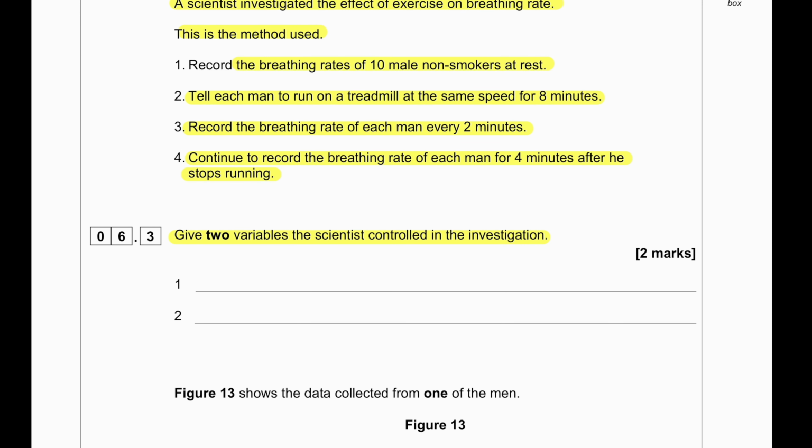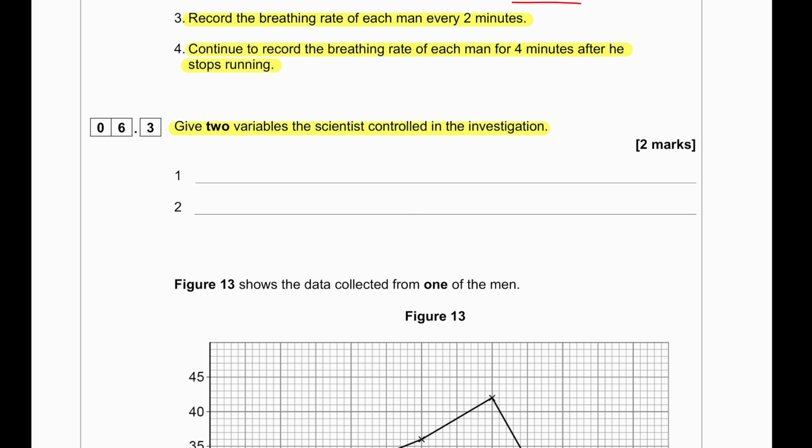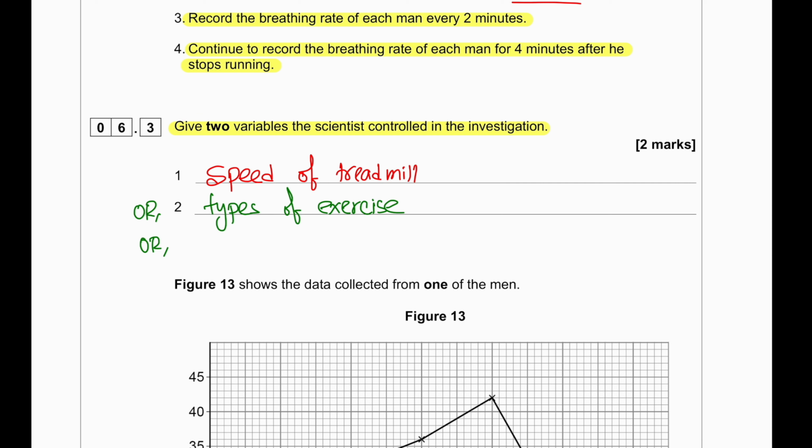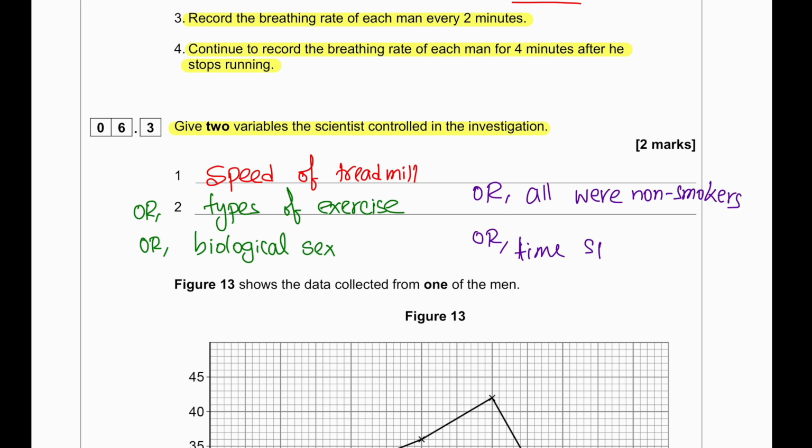The scientist has specifically chosen a particular exercise, which is the treadmill, and the speed at which each man is running on the treadmill. The scientist has also taken males, gender, into consideration. Then the scientist chose all non-smokers, so that is also something the scientist is using as a controlled variable. And also every man was allowed to run for 8 minutes, which is also a controlled variable.